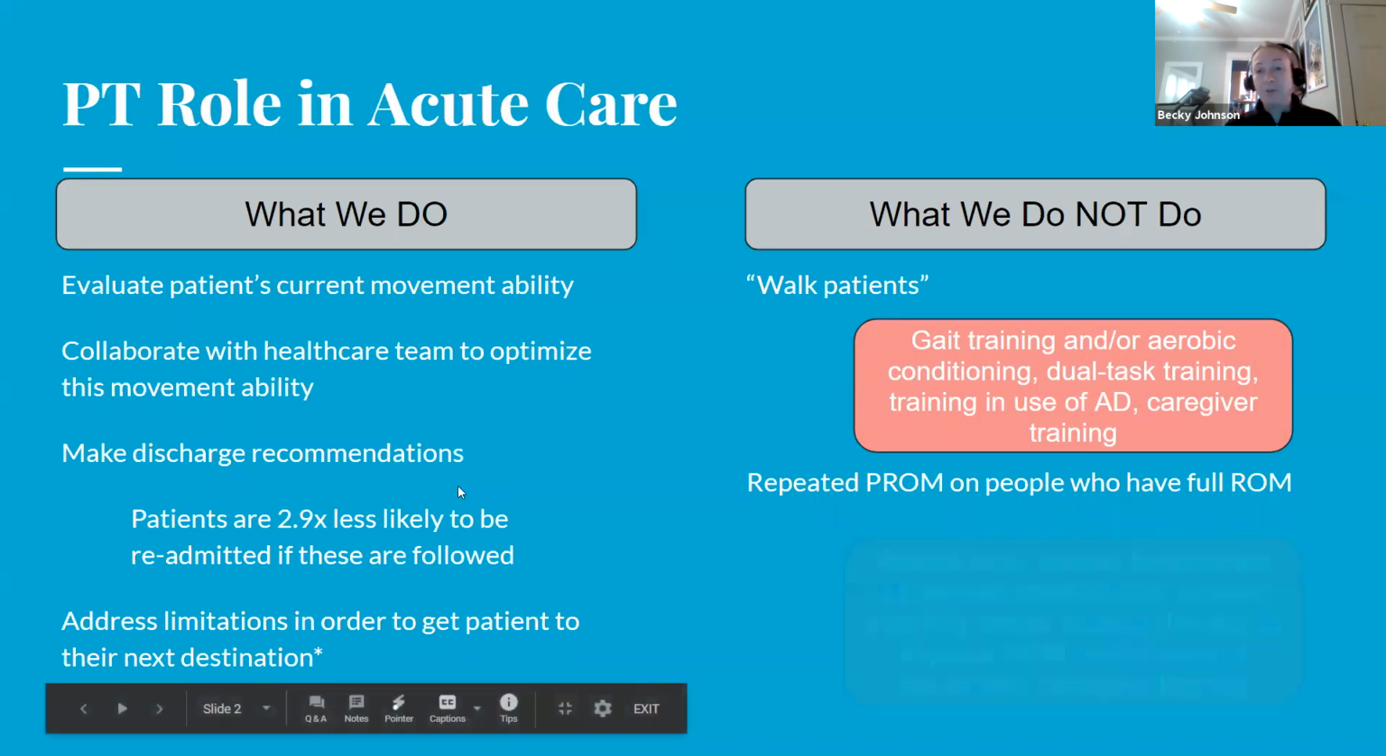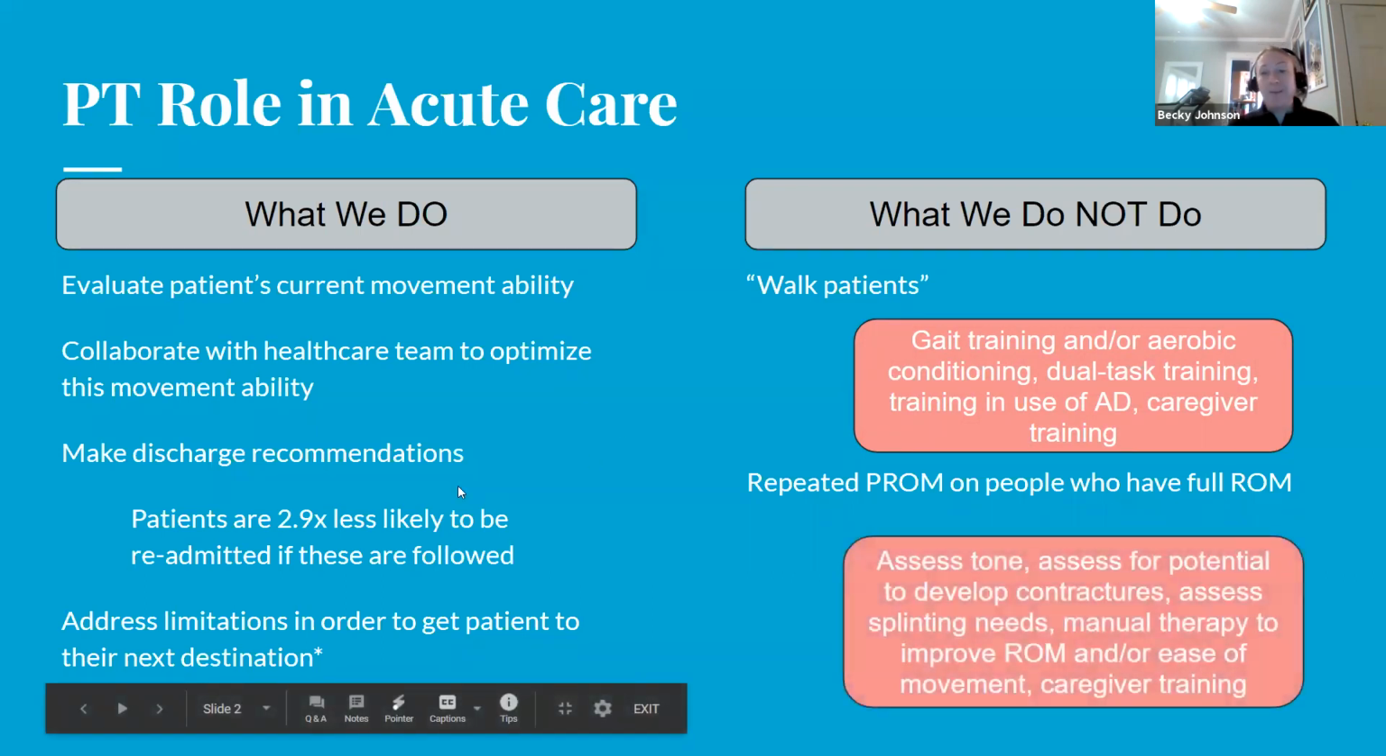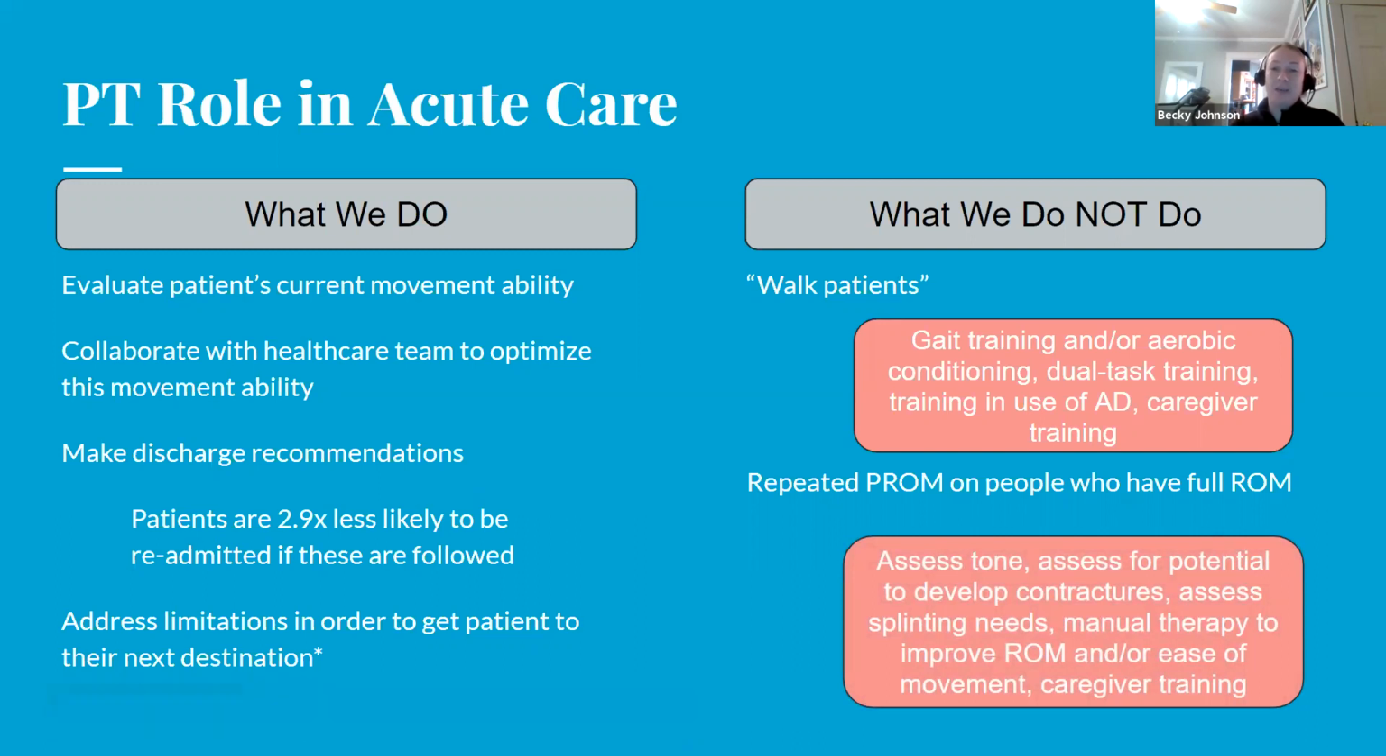We also don't do repeated passive range of motion on people who have full range of motion. Instead, we're assessing tone, assessing for somebody's potential to develop contractures, looking for any splinting needs and getting splints for that patient if that's what's needed. We might be doing manual therapy, like some joint mobs or soft tissue work to improve their range of motion and or ease of movement, or doing caregiver training to perform range of motion so that the patient doesn't develop contractures.